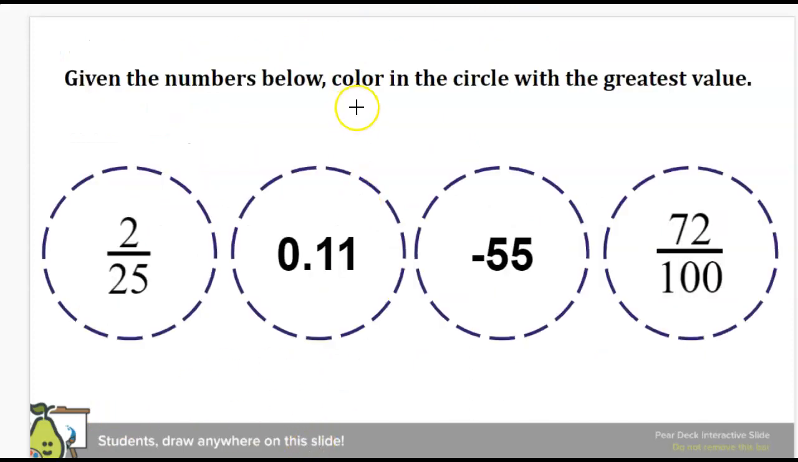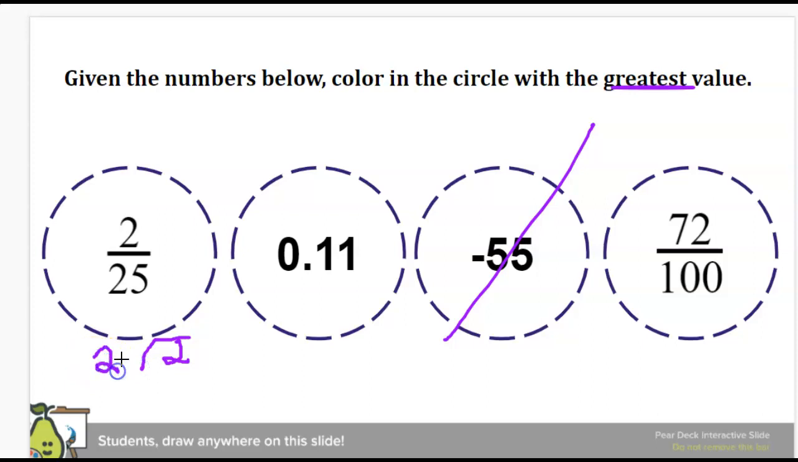Okay, on this next one, it says, given the numbers below, color in the circle with the greatest value. Well, first off, I'm going to get rid of this one because it's a negative number. So I already know that that's not going to be it because that is not going to be the greatest. But then I have these two fractions here, and I told you I usually go to decimals. So that's what I'm going to do here. I'm going to go to decimals.